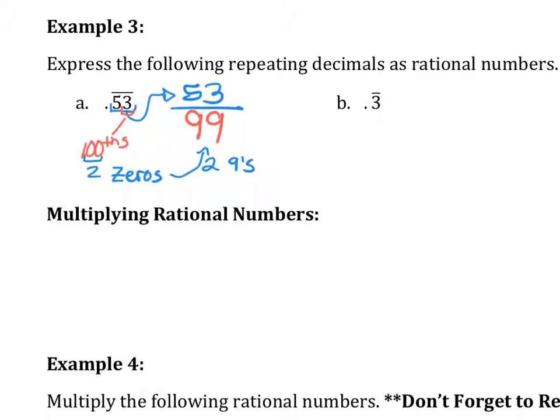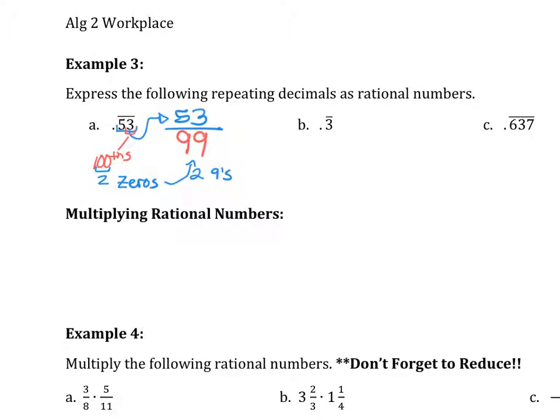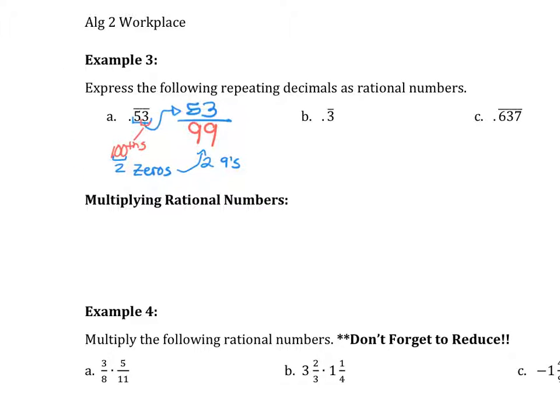Okay. Do you guys have any questions? Can you guys try B and C real quick? So writing these repeating decimals as fractions. All right, so letter B, what should my fraction look like for this repeating decimal? 3 over 9. Can that be reduced at all? Yeah, to 1/3. So you gotta be careful of that.